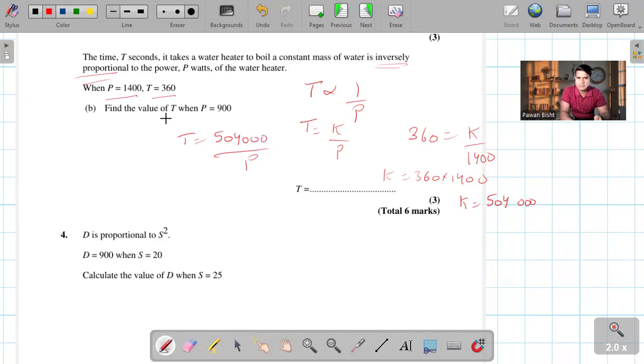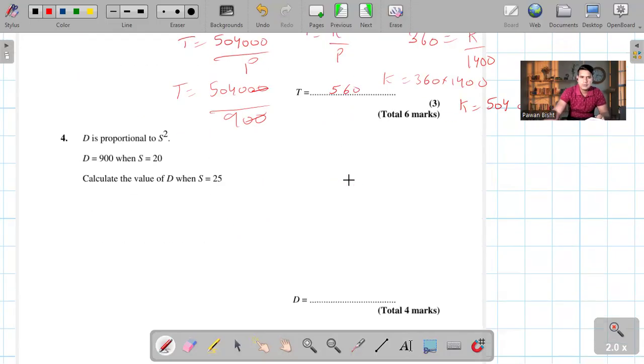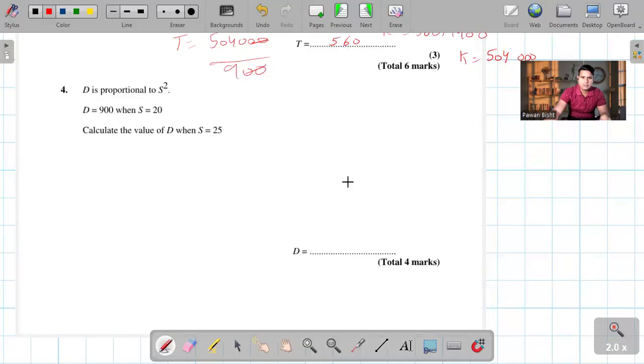What is the answer? Find the value of t when p is 900. So here in place of p put 900. 504,000 over 900. Two zeros get cancelled. Now divide 5040 by 9. We are getting 560. So t is 560. Understand?